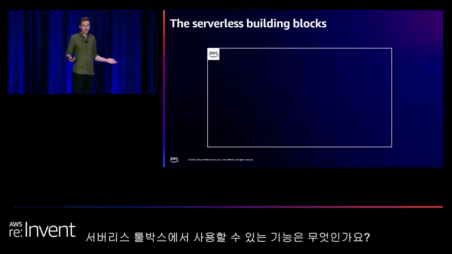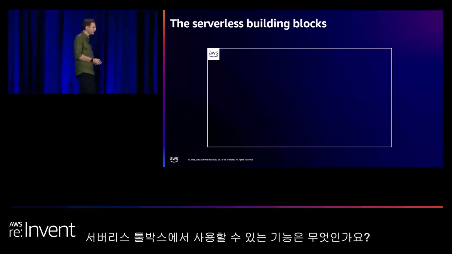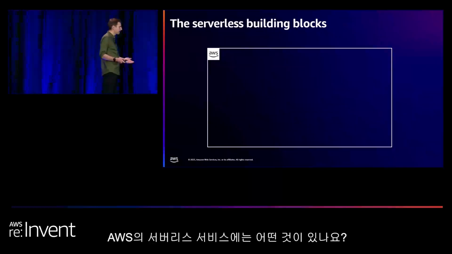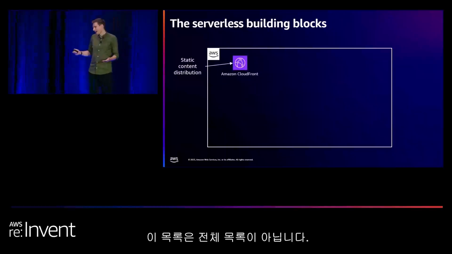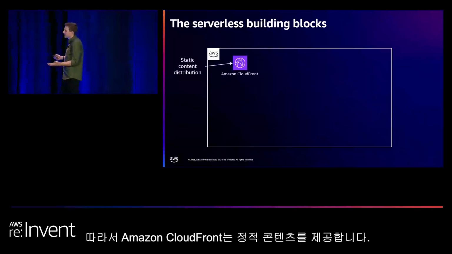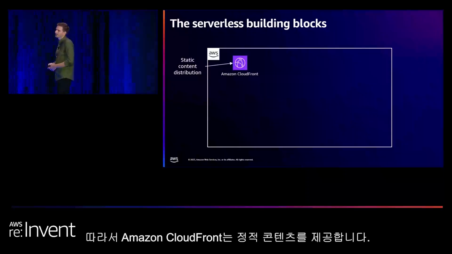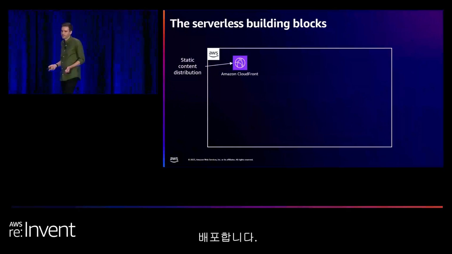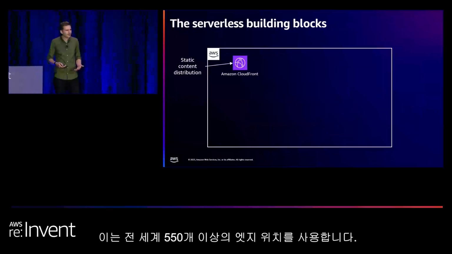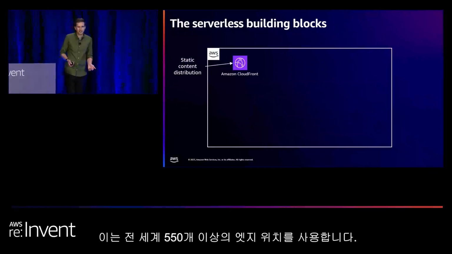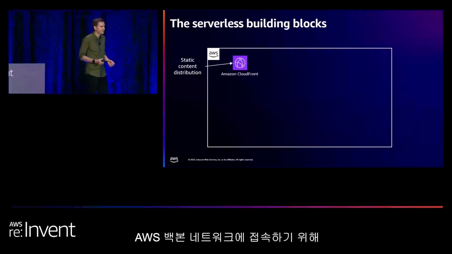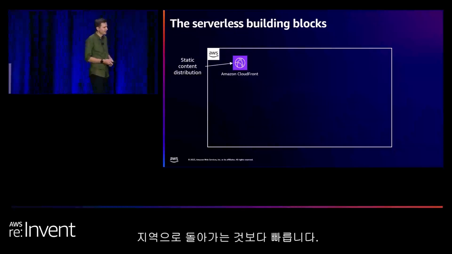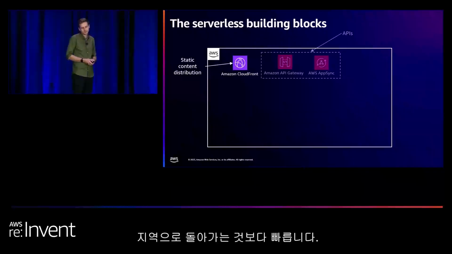So what's available to us in the serverless toolbox? What services are serverless on AWS? This is not an exhaustive list. Amazon CloudFront provides us with static content distribution. This uses the 550 plus edge locations around the world to cache static content, but also to get us into the AWS backbone network faster than going back to the region.